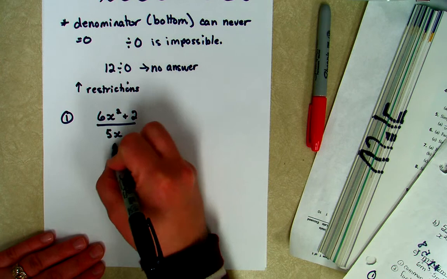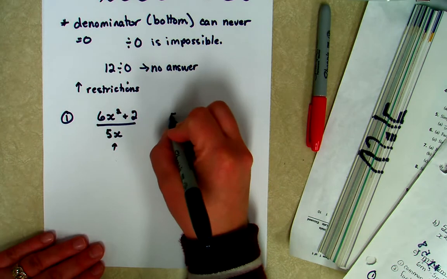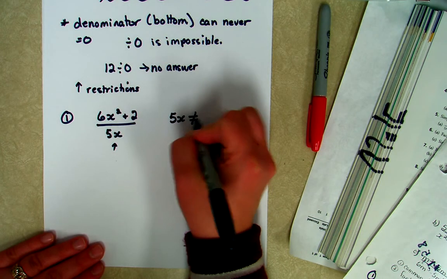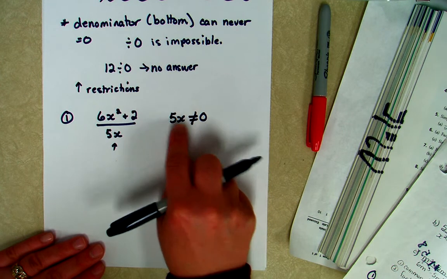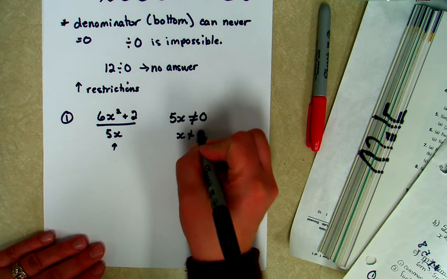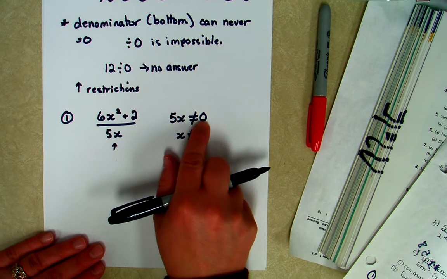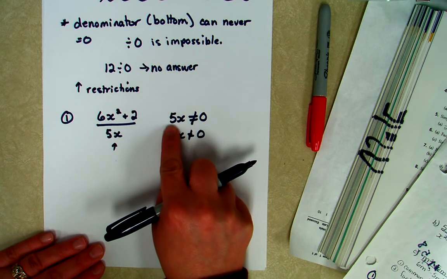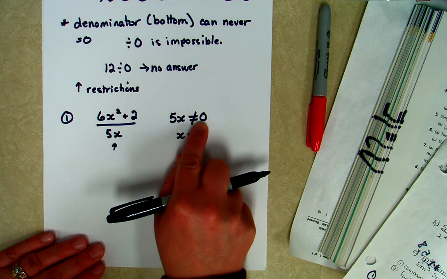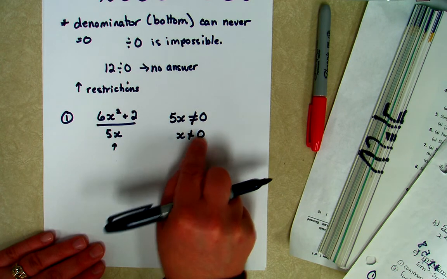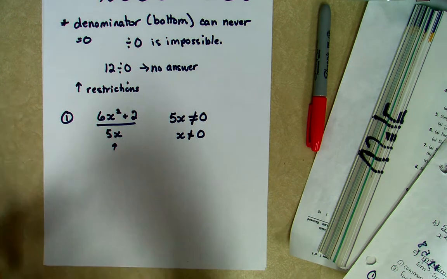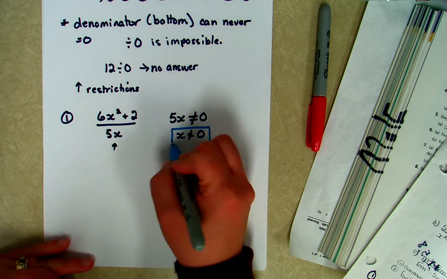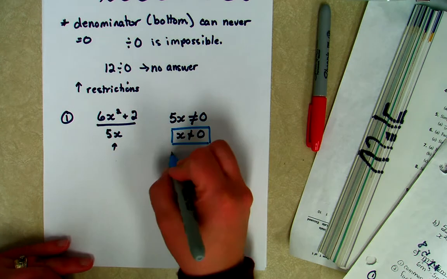If I look at the bottom is 5x. Well, 5x cannot equal 0. So how we show cannot equal 0 is the equal sign with the slash through it. Well, if I look at this, that means x can't be 0 because 5 times 0 would be 0. Or you can think of the 5 as being multiplication here. If I move it to the other side, I'm going to divide. 0 divided by 5 is still 0. So for this question, if we just want to state the restrictions or what x cannot be, the restriction would be x can't be 0.